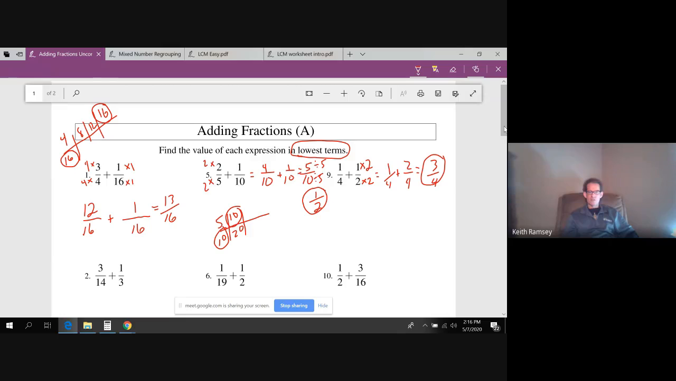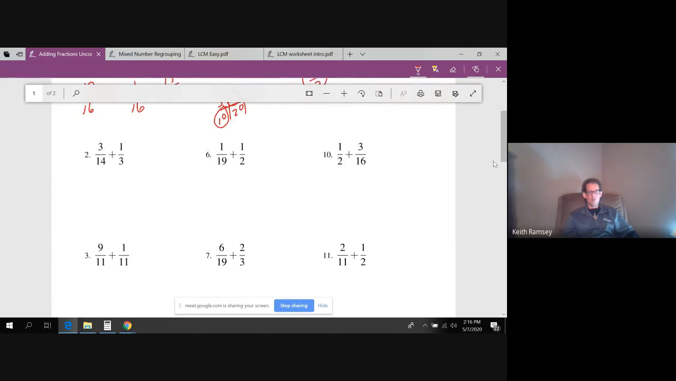Let's scroll down and look at a couple more here. Okay, I have 14 and 3. So here's the shortcut for least common multiple. Remember, if one number is prime and it's not a factor of the other number, multiply them by each other. So in this case, 3 is prime. It's divisible only by 1 and itself. It is not a factor of 14. It doesn't fit into 14. So just do 3 times 14 is 42. And that is your least common multiple and your common denominator for both fractions.